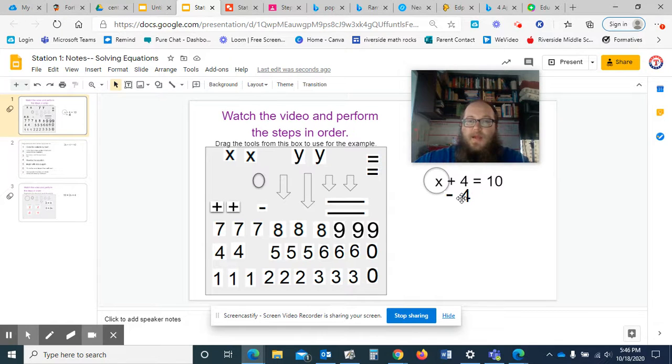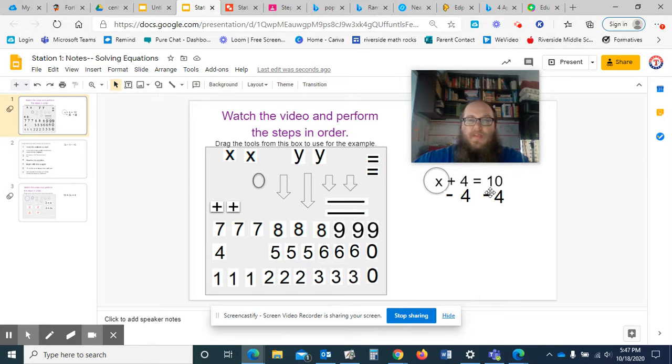Now, because my equation is balanced on the left and the right-hand side, if I subtract 4 on the left side of my equal sign, I have to also subtract 4 on the right side, because that's going to remain balanced. So I'm going to drag my other subtraction sign over here, and I'm going to subtract the same 4 as I did a moment ago. So now I've got minus 4 on both sides of my equal sign. That keeps them balanced, so we're good.